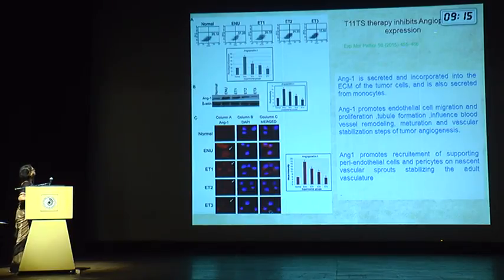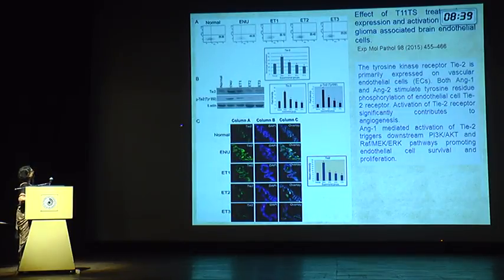Now, another protein, ANG1, is secreted from the mural cells and also from monocytes, and it helps in endothelial cell migration, proliferation, tube formation, increased blood vessel remodeling, maturation, and vascular stabilization steps of tumor and immune cells. And it also promotes recruitment of supporting endothelial cells and lymphocytes on basic vascular structure, stabilizing the adult vasculature. This is high in the disease group, but again, it reduces with the treatment. And it combines with its receptor, the Tie receptor type 2, and provides the downstream signal pathway for PI3K and AKT functions. And a similar situation, since there is increase in the animal group, there is increase of the receptor type 2, which is reduced with the treatment.